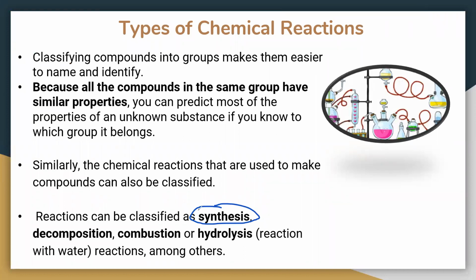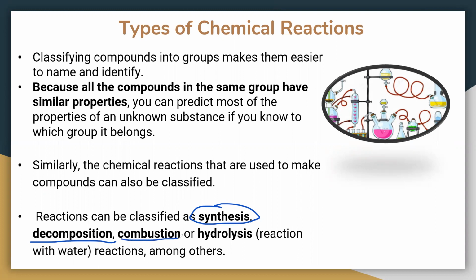And so we can obviously make predictions on what the products will be as a result of that. In decomposition, a bigger compound breaks down into its smaller elements or smaller constituent substances. So when we see a decomposition reaction happening, we know that we are going to see the different substances or compounds that the bigger compound is made up of.